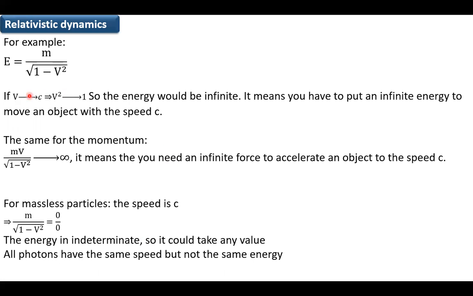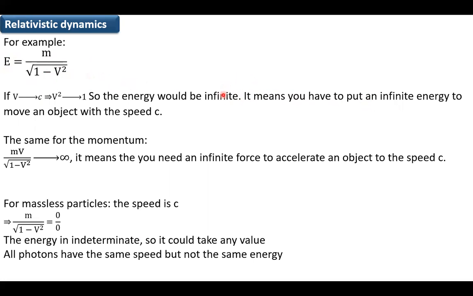Let's take some examples. The energy is m over radical 1 minus v squared. So if your object is moving with a speed c, so your v squared tends to 1. So the radical is a radical of 1 minus 1. So the denominator will tend to 0. So the energy is m over 0, which would be infinite.